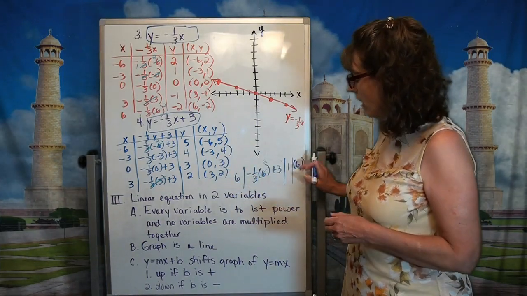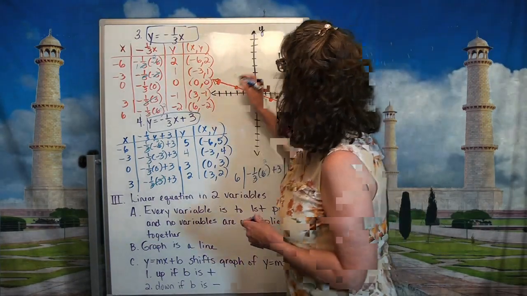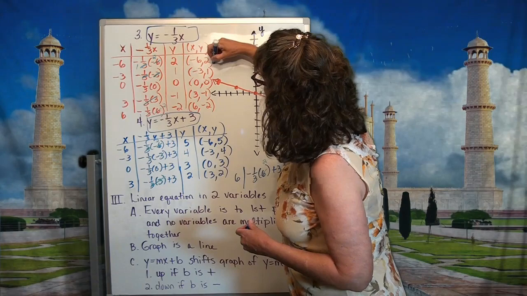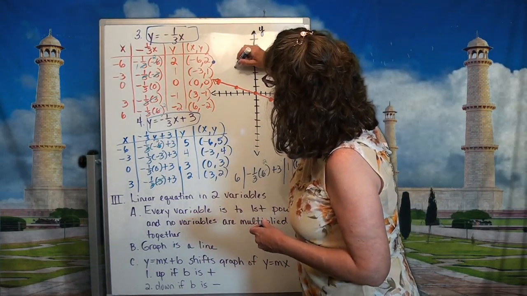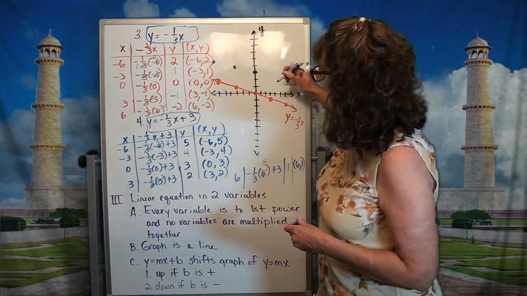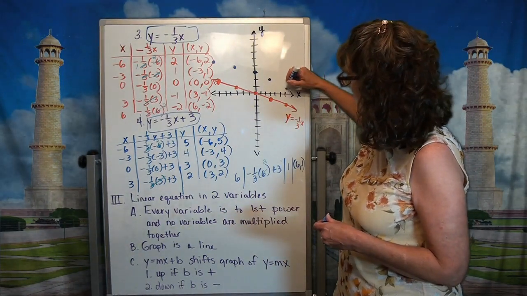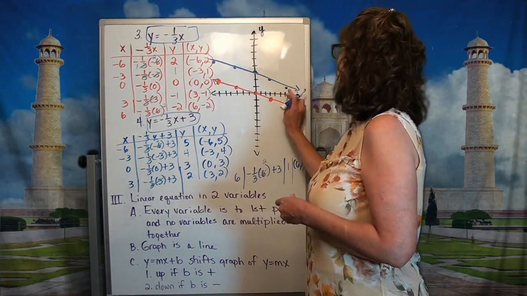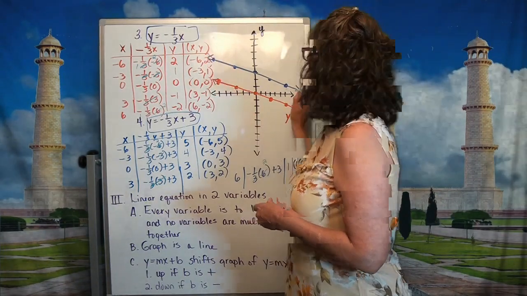So here are those 5 solutions that we can put on the graph. And so -6, 5 is going to sit right here. And -3, 4 is going to sit right here. And 0, 3 is right here. And 3, 2 is right here, and 6, 1 is going to sit right here. And again, if I had graph paper, it'd be so much better. I'm not very good at this. I need to be, but I'm not.